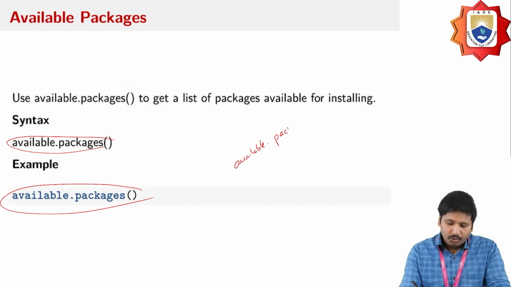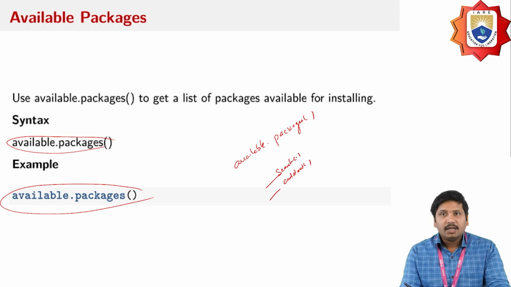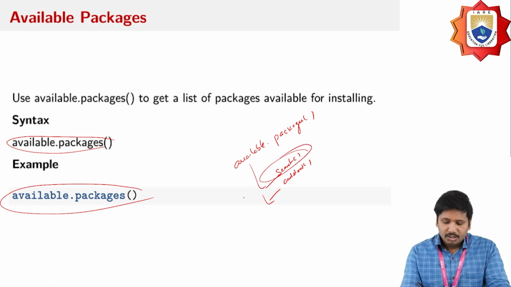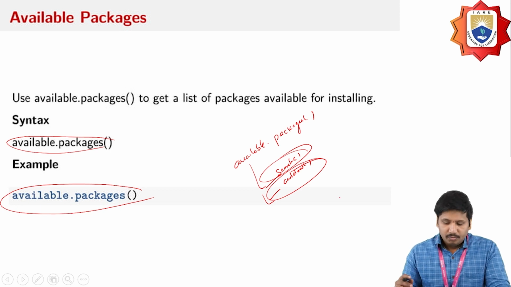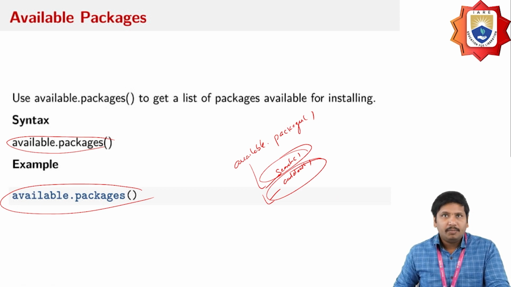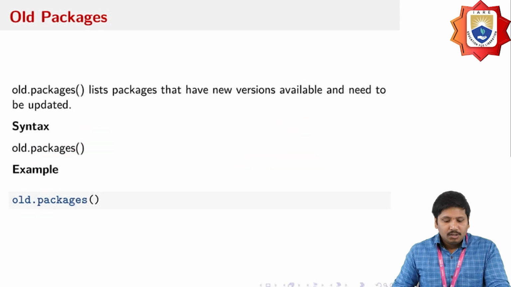If I write this, like search package, autoload, I can see which one is going to be installed, whether I have to install the search package or the autoload package. Based on that, we can install the packages in our RStudio.